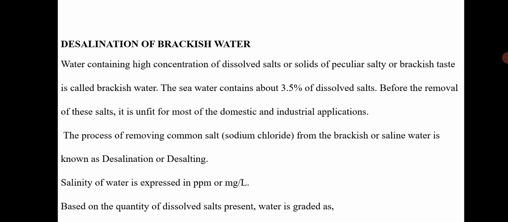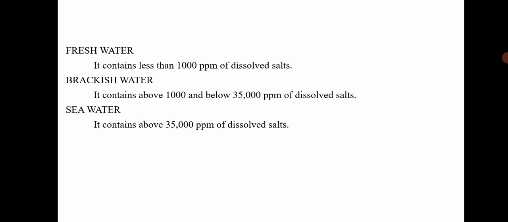The salinity of water is also expressed in units of ppm as well as milligrams per liter. Depending upon the quantity of dissolved salts present, water is classified into three types: fresh water, brackish water and seawater. Water containing less than 1000 ppm of dissolved salts is known as fresh water. A level of dissolved salts in the range from 1000 to 35,000 ppm is known as brackish water. Above 35,000 ppm of dissolved salts, the water is called seawater.